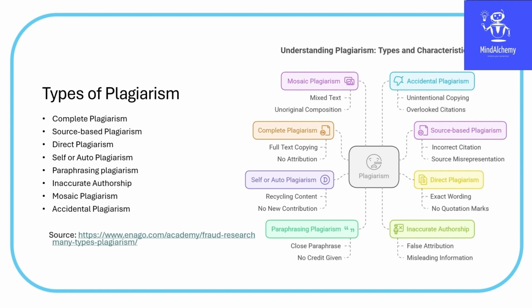So the first one is complete plagiarism, second one is source-based plagiarism, third one is direct plagiarism, fourth one is self or auto plagiarism, followed by paraphrasing plagiarism, then inaccurate authorship, then mosaic plagiarism, and then accidental plagiarism. These are the different types of plagiarism which are existing.